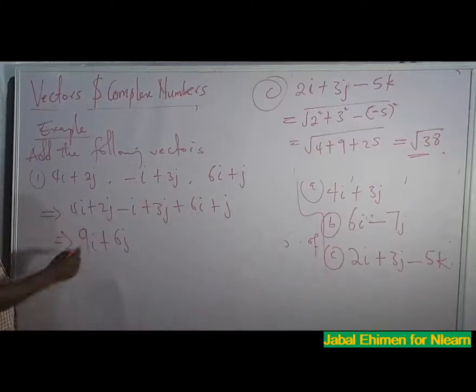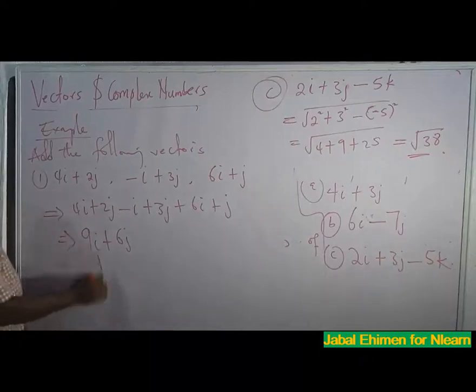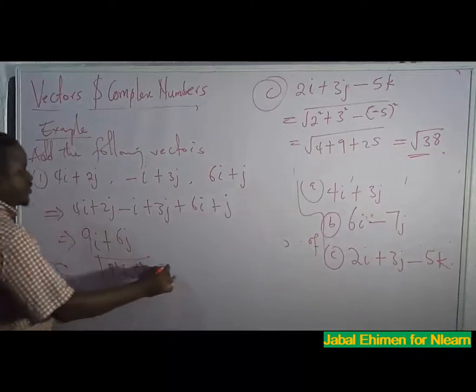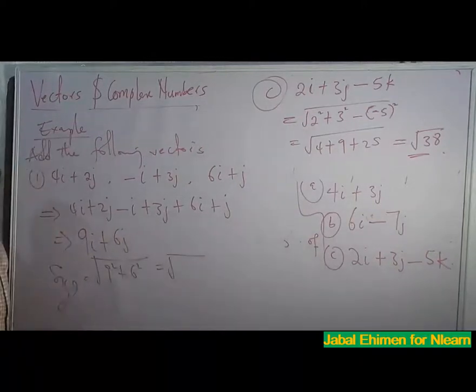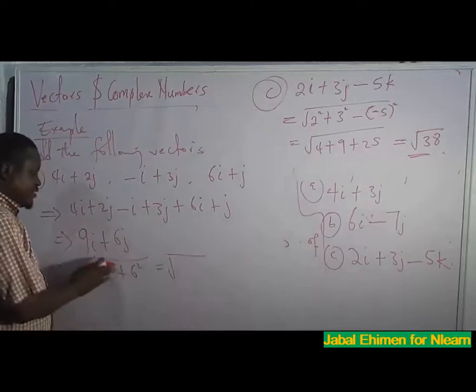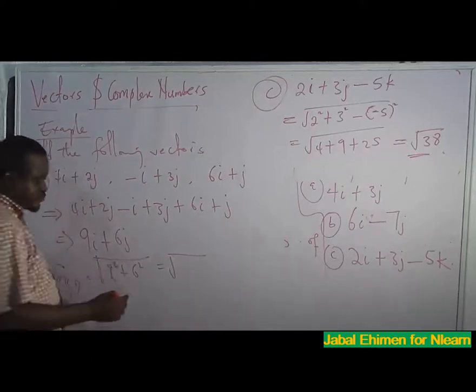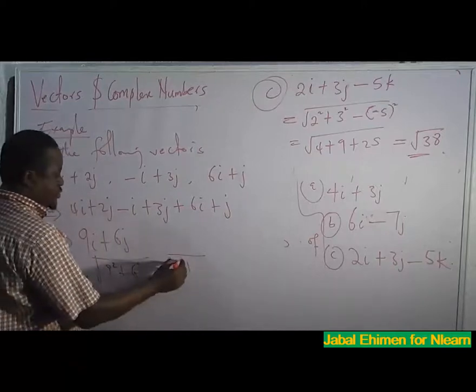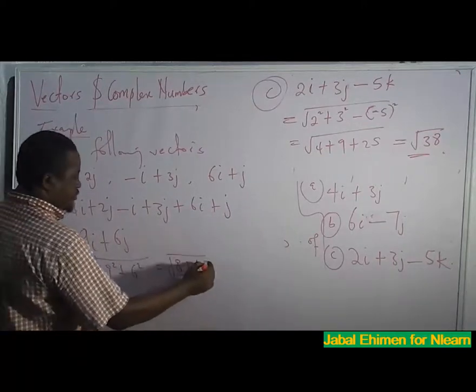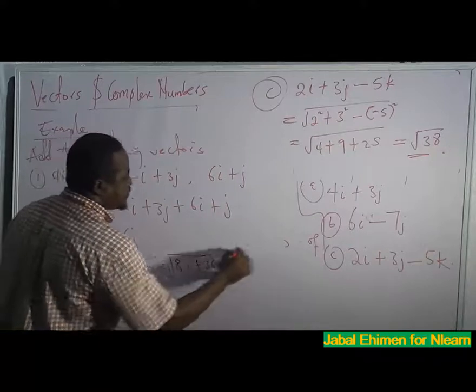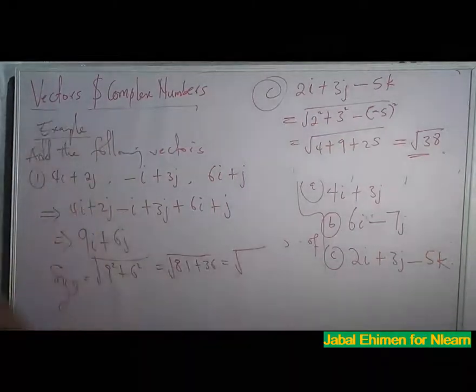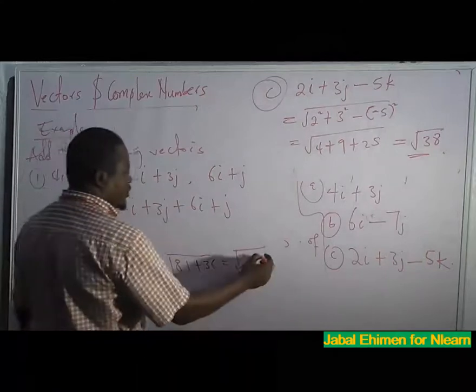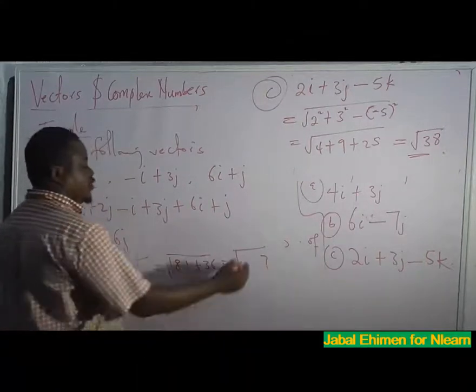So if, for example, you are now asked to find the size of this, that becomes the square root of 9 squared plus 6 squared. So 9 squared, 6 squared, that's 81 plus 36. So 81 plus 36 surely will be 117, and that will be 12 point something.